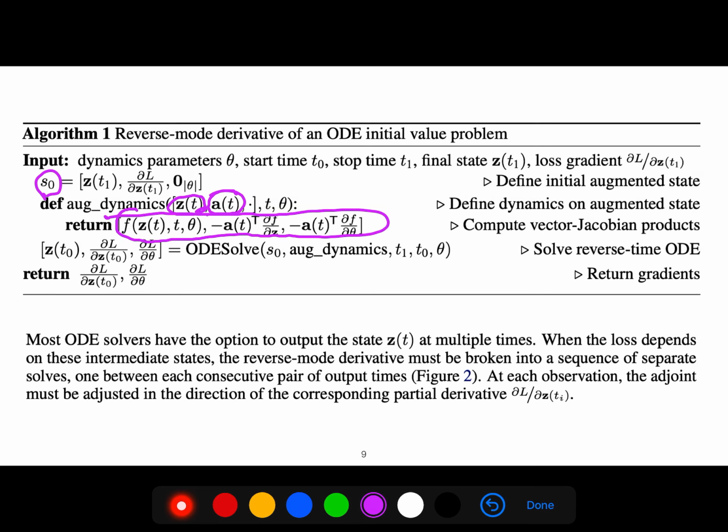So we compute this, and then you solve it in reverse time ODE. So instead of going from T0 to T1, you go in the reverse direction. So you get T0 and Z of T0. And that is what we want, because if you calculate the gradient with respect to theta, as well as your gradient of loss with respect to your hidden variable, then you can do all of the updates, and you can do it more efficiently than backpropagation.